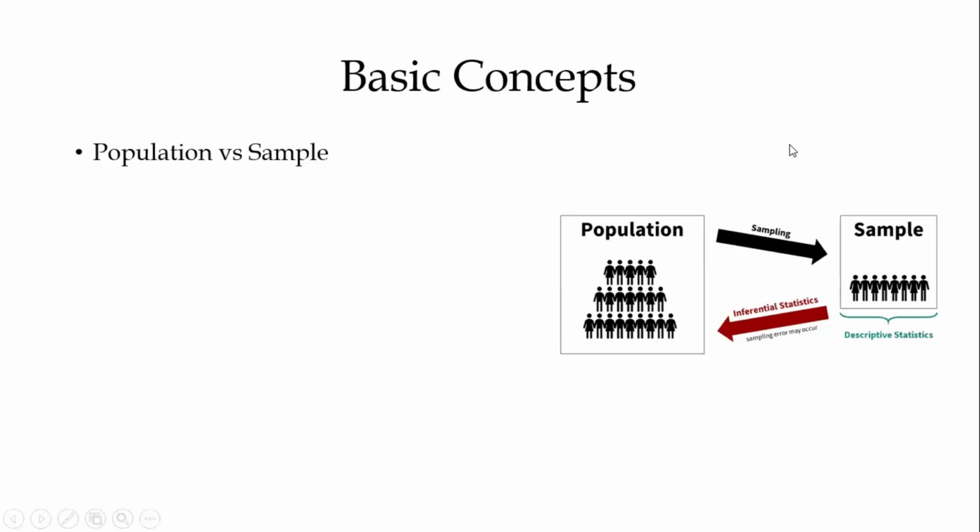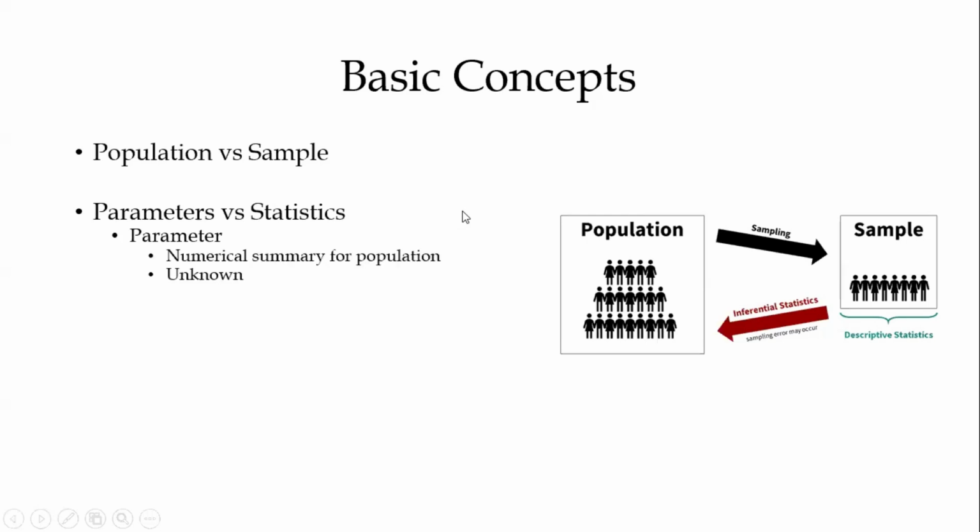The first one is, is there a difference between a population and a sample? Yes, I think we've already highlighted the key differences and the rationale for studying a sample and not a population. Is there a difference between parameters and statistics? Yes. Sometimes people use them interchangeably, but they're quite different. Parameters are statistical summaries, numerical summaries for a population.